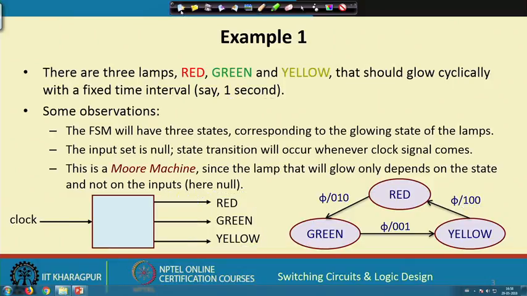And you see, because there are no inputs, the state directly determines what the outputs will be. So, this is like a Moore machine. The output depends only on the state, it really does not depend on the applied input. Okay.